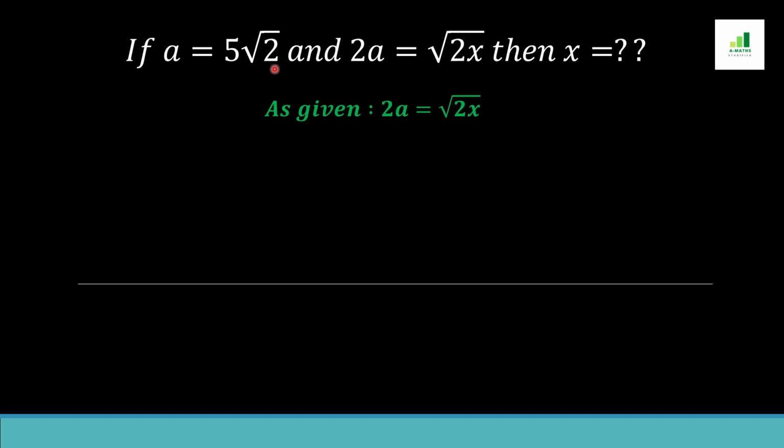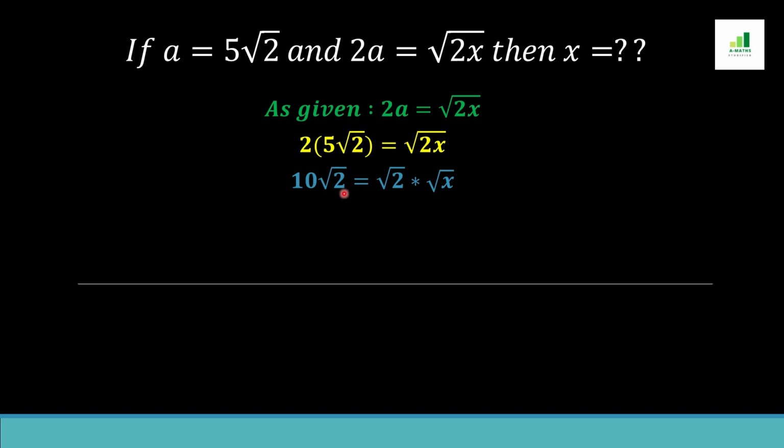In order to solve this equation, first we put the value of a inside this equation at the place of a. So what will we get? We will get 2, same as before, but this a will be replaced with 5√2, and √(2x) will remain the same. Now multiply this 2 with this 5 and we will get 10.